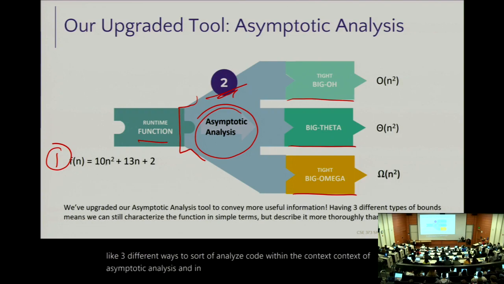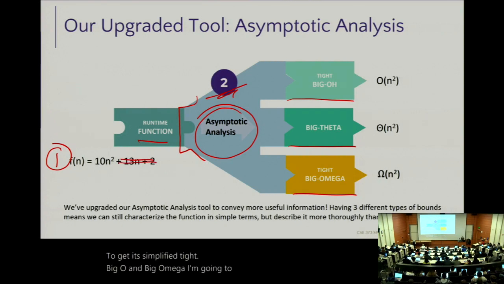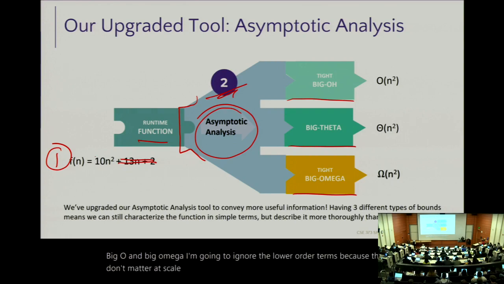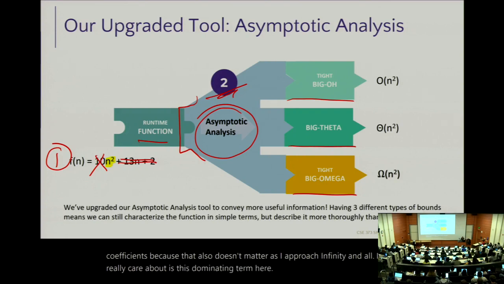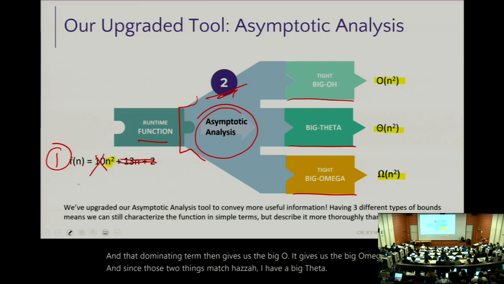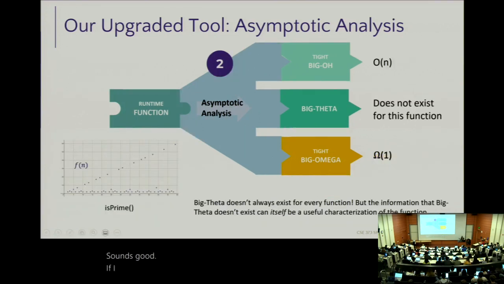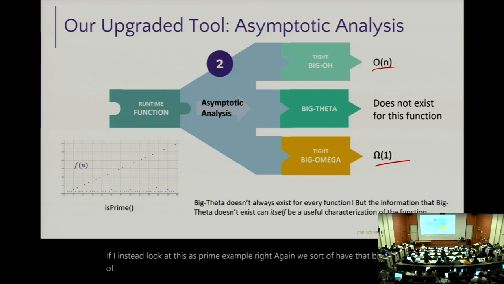In this situation, f of n of 10n squared plus 13n plus 2, to get its simplified tight big O and big omega, I'm going to ignore the lower order terms, because they don't matter at scale as n approaches infinity. I'm going to get rid of the coefficients, because that also doesn't matter as I approach infinity. And all I really care about is this dominating term here. That dominating term gives us the big O, it gives us the big omega, and since those two things match, huzzah, I have a big theta. Sounds good. If I instead look at this is prime example, again we have that big O of n, but the big theta does not exist.